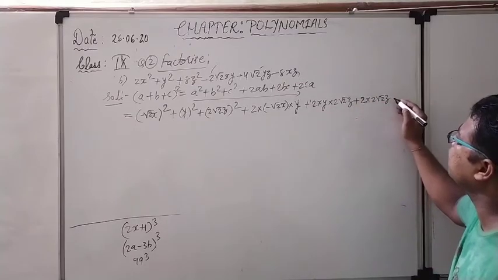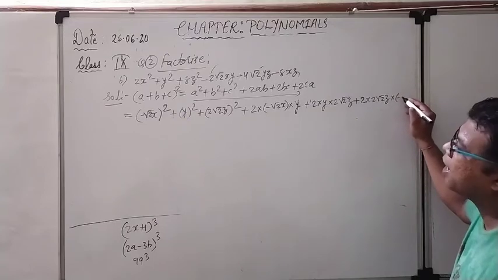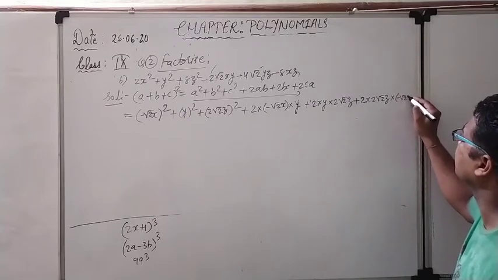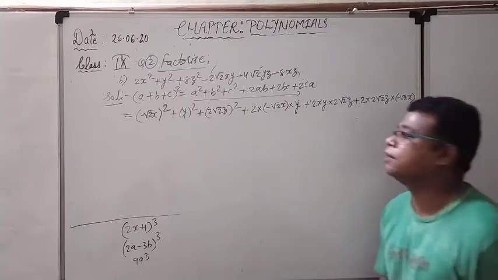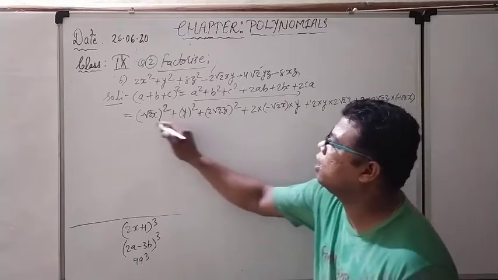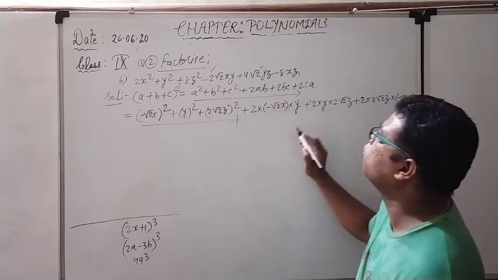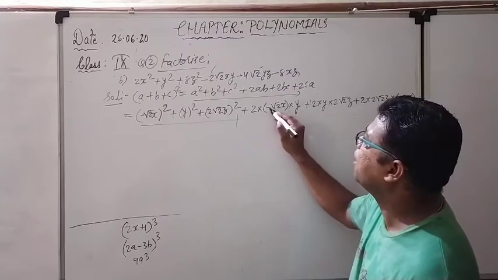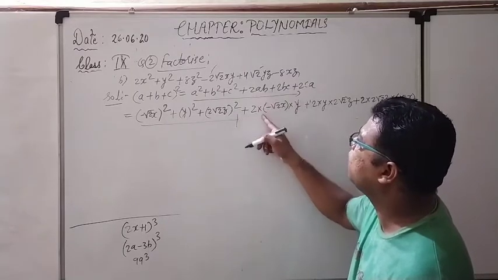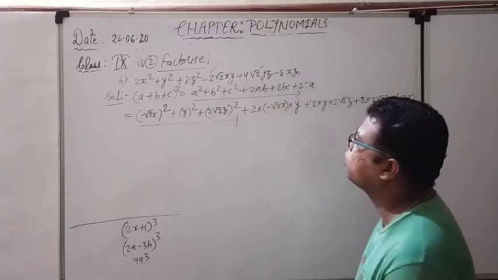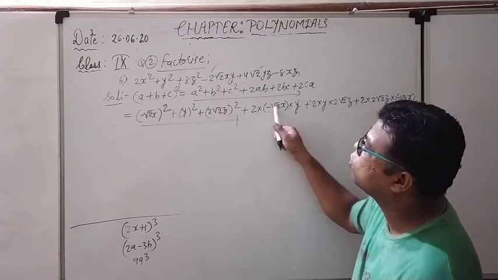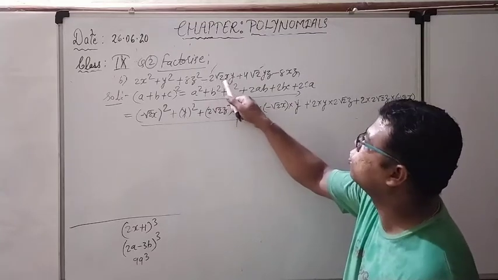2 into c into a. What is a? Minus root 2x. Right now check it. Here it is, okay. No need to check. Till here you have to worry. 2 into minus, see the things, whatever 2ab we have to multiply, we have to cross check it. So 2 into minus root 2, it will give you minus 2 root 2 xy.